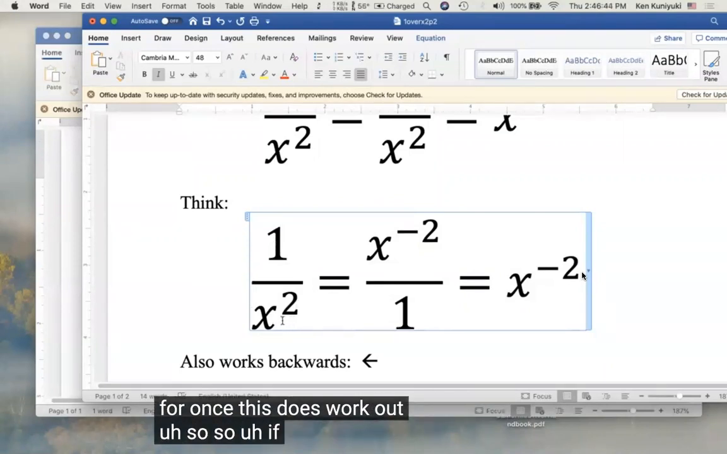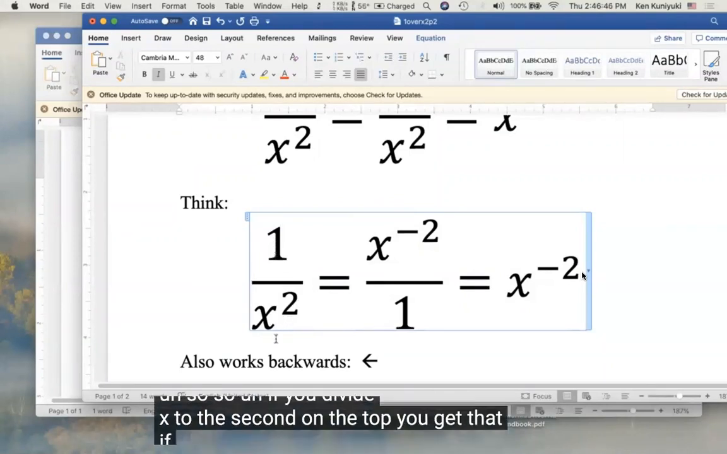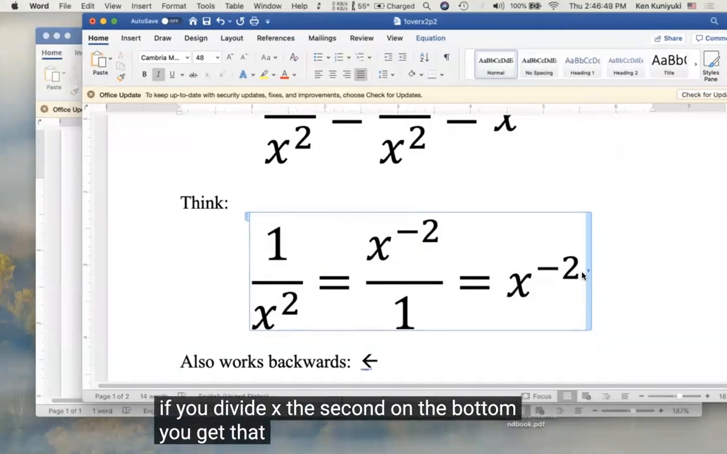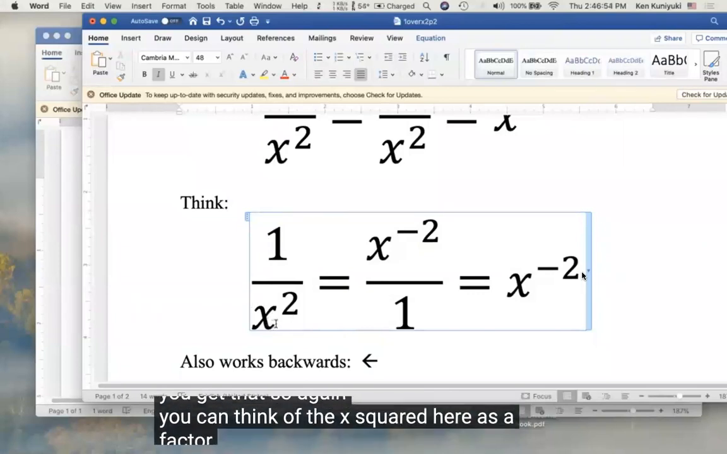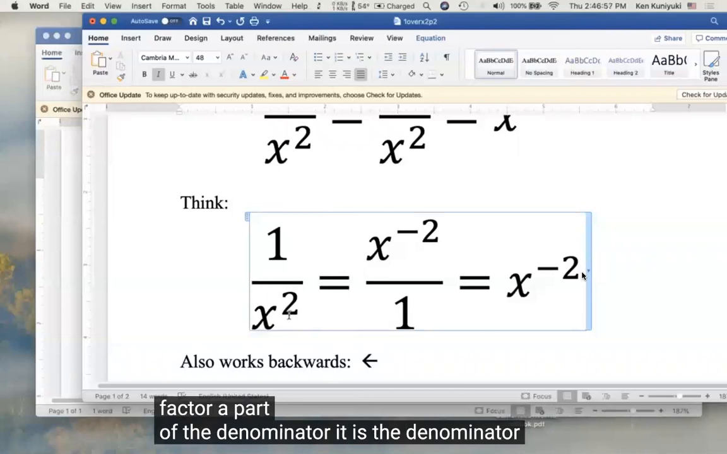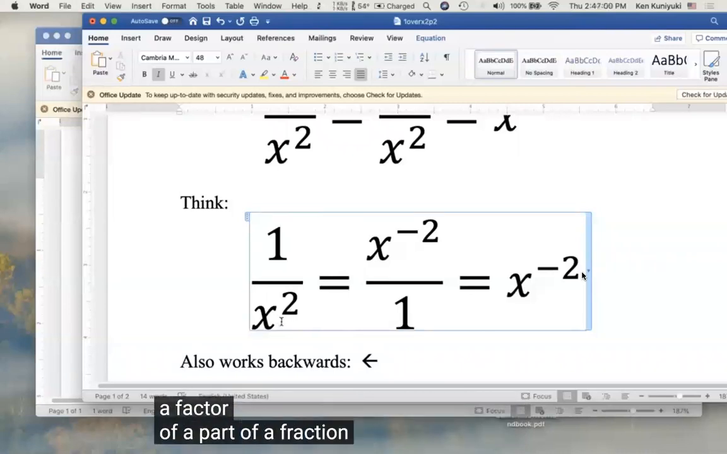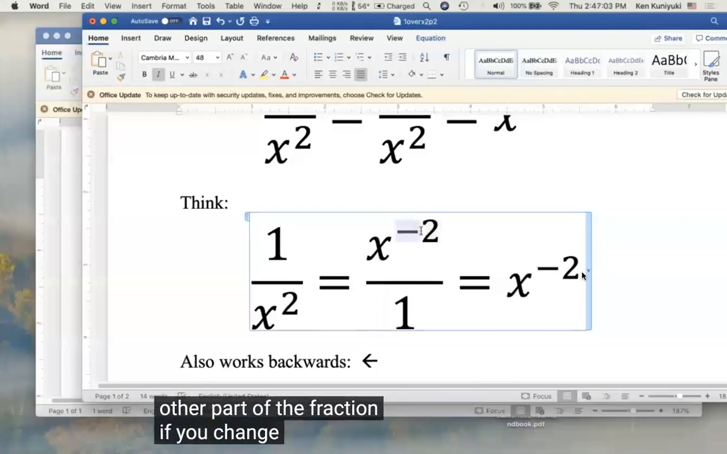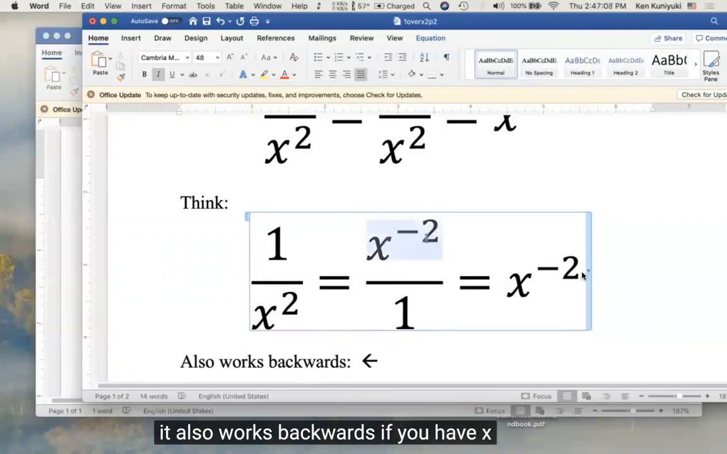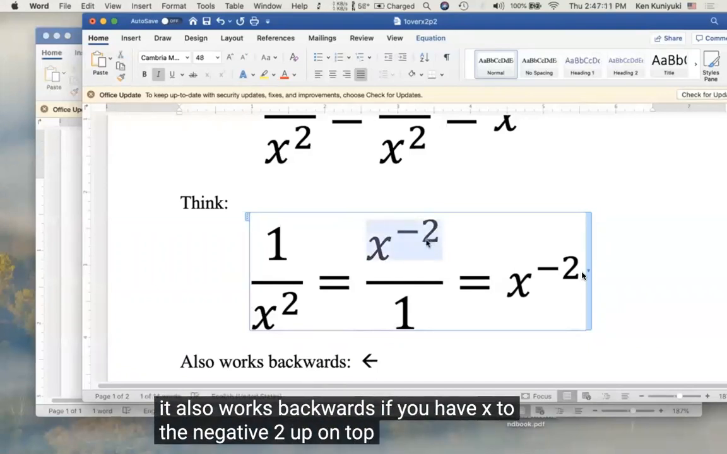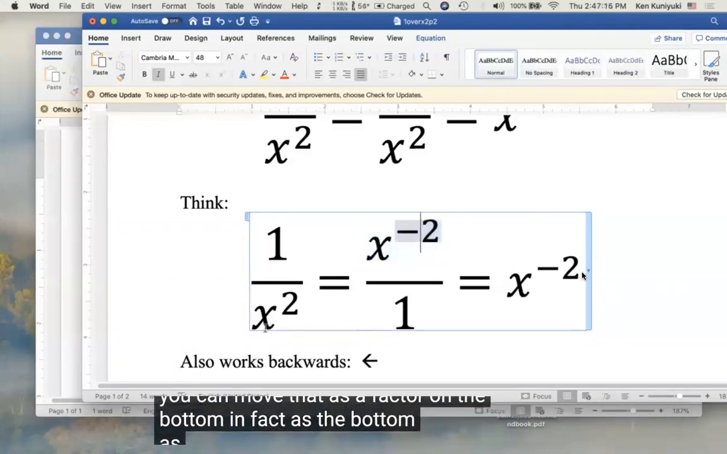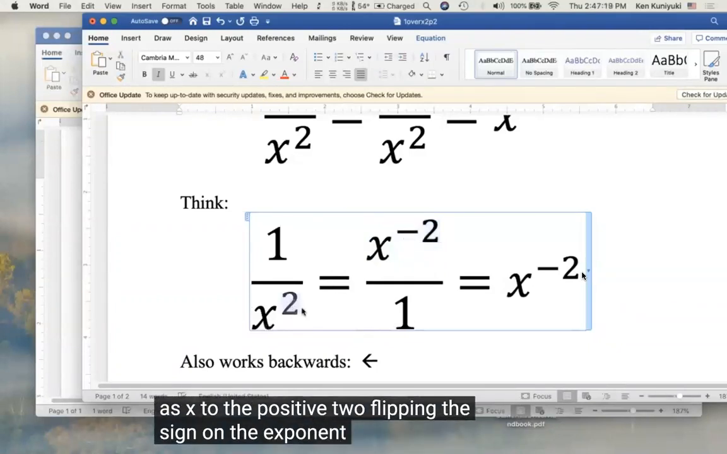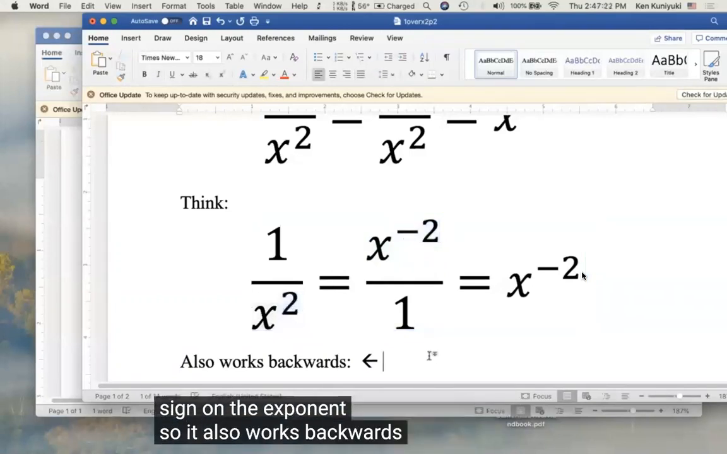So if you divide x to the second on the top, you get that. If you divide x to the second on the bottom, you get that. So again, you can think of the x squared here as a factor, a part of the denominator. It is the denominator. A factor of a part of a fraction can flip to the other part of the fraction if you change the sign on the exponent. It also works backwards. If you have x to the negative 2 up on top, you can move that as a factor on the bottom, in fact, as the bottom, as x to the positive 2, flipping the sign on the exponent. So it also works backwards.